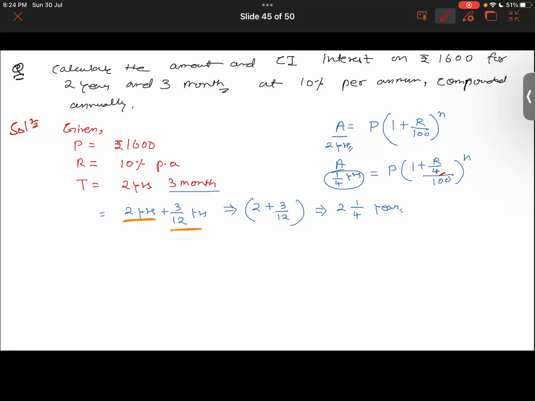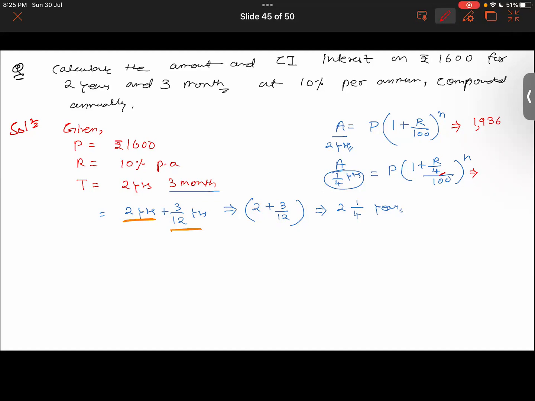Sir, I found the answer. Okay, so what is the amount for the first 2 years? Sir, the amount for the first 2 years is 1,936. 1936, very good. Emma, did you get the same answer? Yes, sir. Okay, what about the amount for the quarter year? Sir, I'm finding it. The quarterly year will be simply 1 by 4.